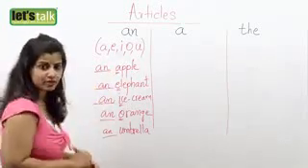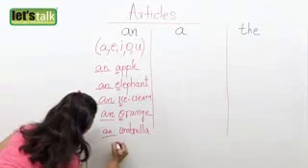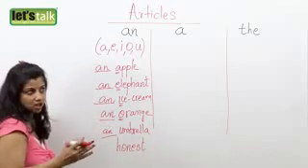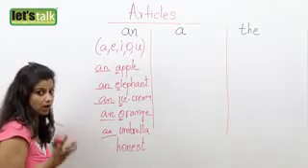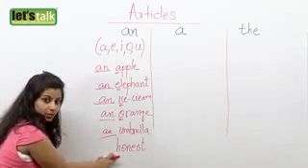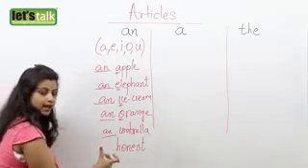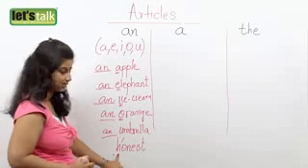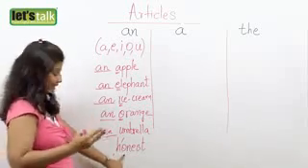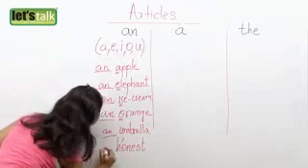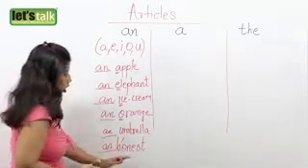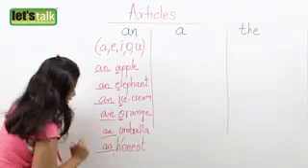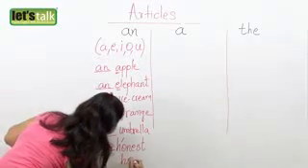Okay, there are a few exceptions here which I will tell you about. Let's take the word honest. Can I say he's a honest man? No, I'll tell you why. When I pronounce the word honest, the H is silent, so automatically the first sound of my word is O. So that is why I am going to write an honest man. Okay, wasn't that simple?